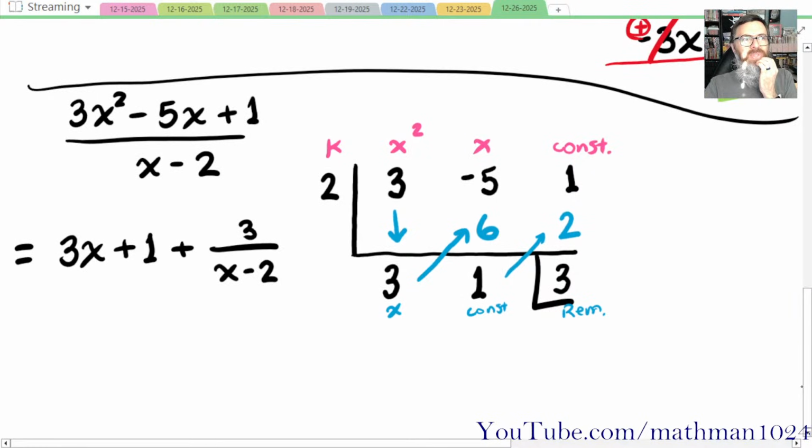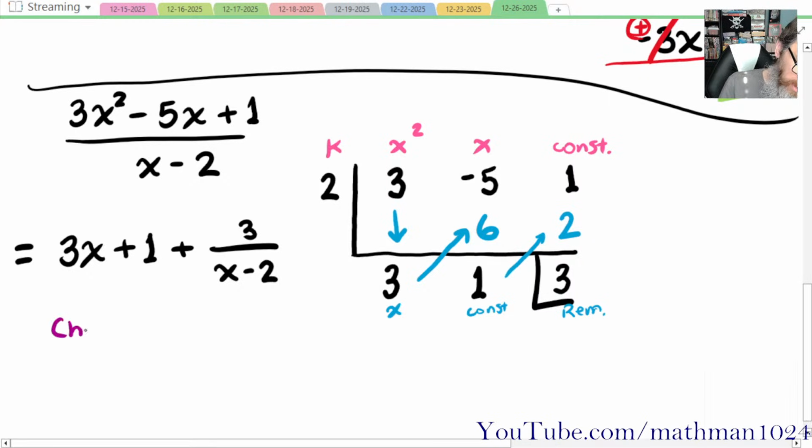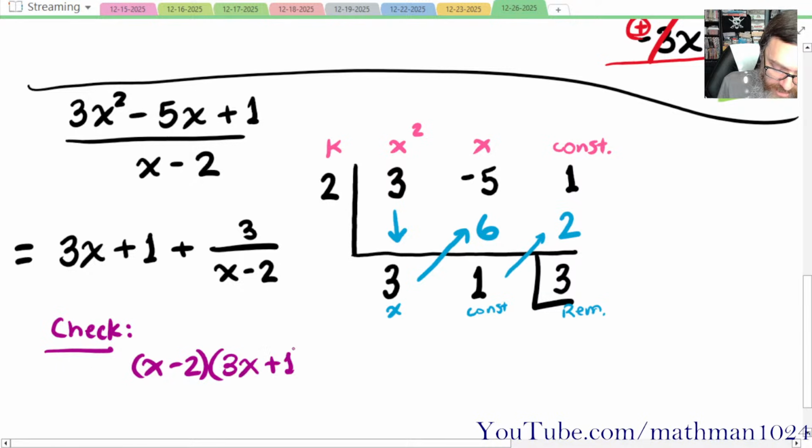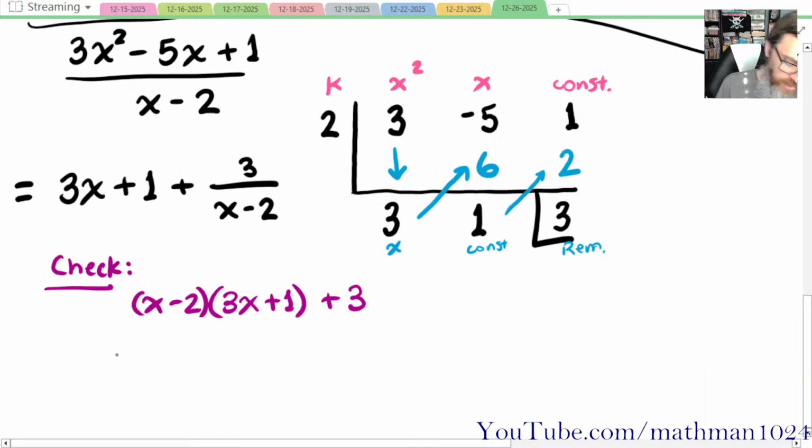Now, just like with division before, we can check our work. So let's do a quick check here to make sure that what we're doing makes sense. So to check, take your divisor, x minus 2, times my quotient, 3x plus 1, and add back in the remainder. And if I do that, that should be the same thing as my dividend, the 3x squared minus 5x plus 1. So let's take a moment, especially in a problem that's small like this, and check it just to make sure that everything is okay.